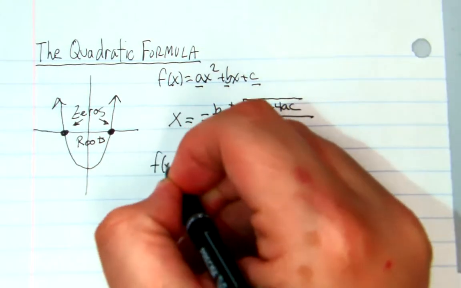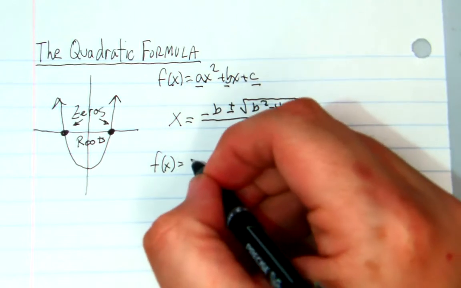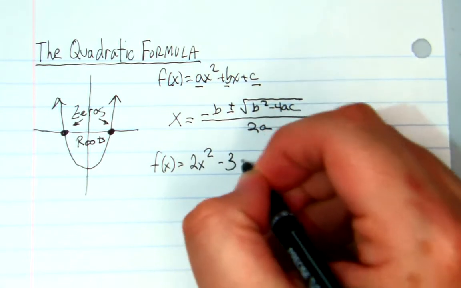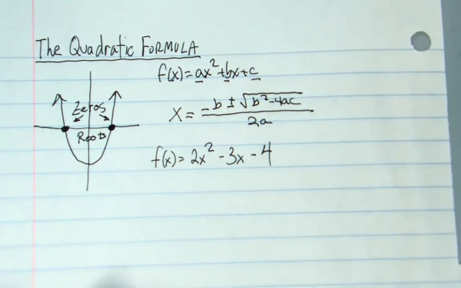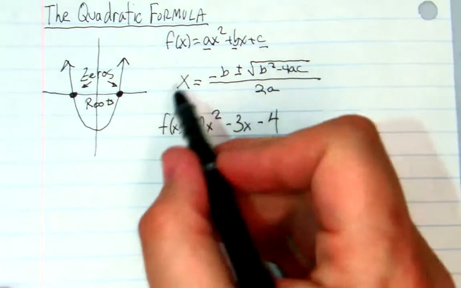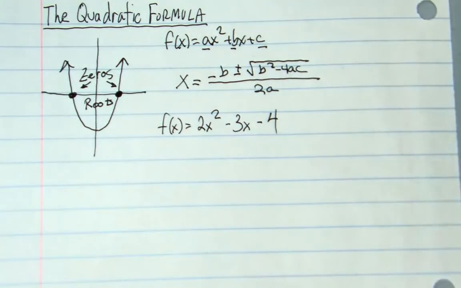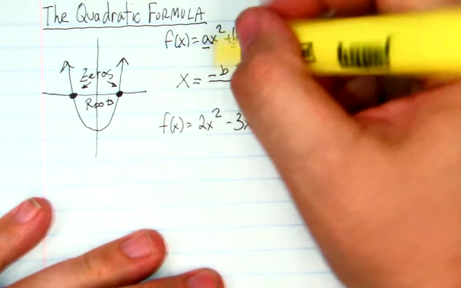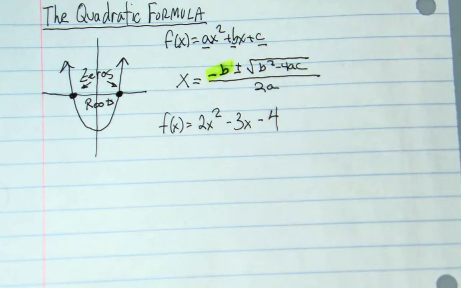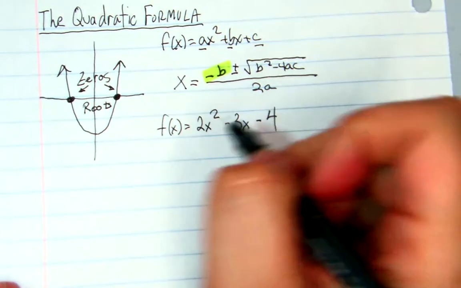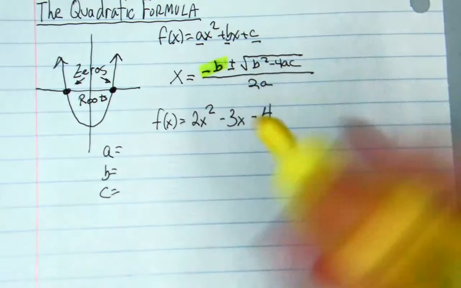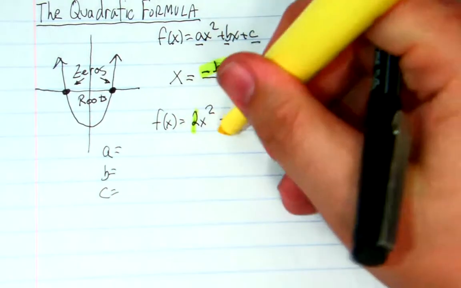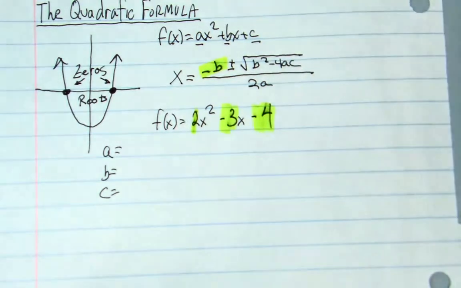Let's say f of x is equal to 2x squared minus 3x minus 4. Now, in order to find all of these different values, there are basically 3 different parts to it that you need to really be concerned about. The first part is the negative b. So, if we do that first, we'll say, well, I got to find a, b, and c. You have to be able to find those. And those will be the numbers, the coefficients, and the constant that you get here.